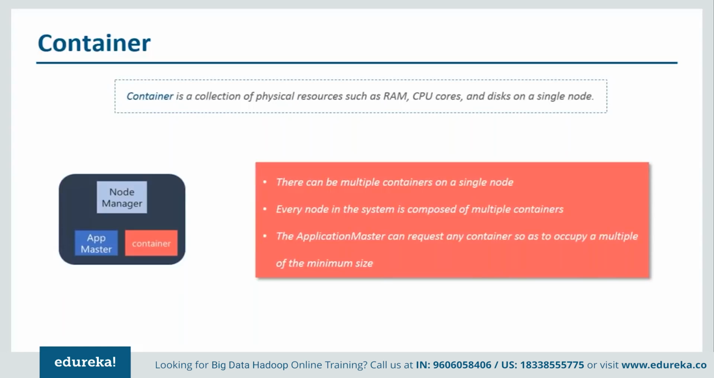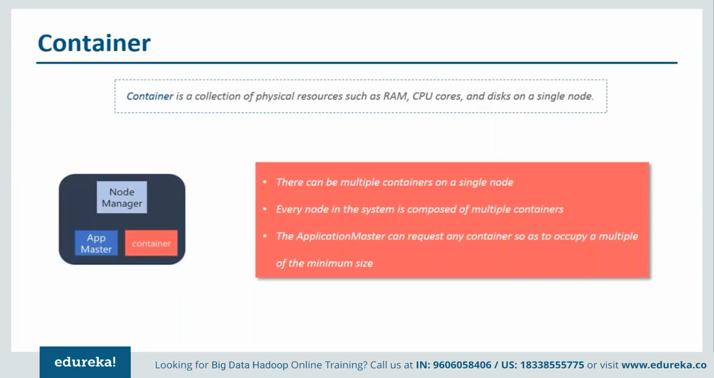Every node in the system is considered to be composed of multiple containers of minimum size of memory and CPU. The application master can request any container so as to occupy a multiple of the minimum size. A container is supervised by the node manager and scheduled by the resource manager. Each application starts out as an application master, which is itself a container, often referred to as container 0. Once started, the application master must negotiate with the resource manager for more containers.